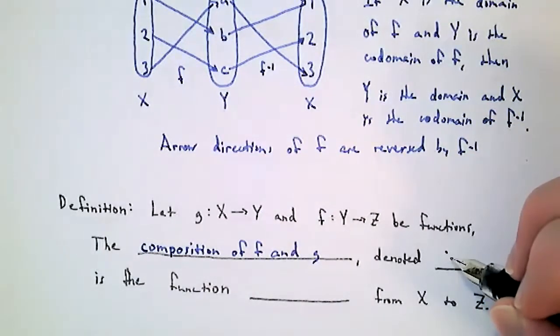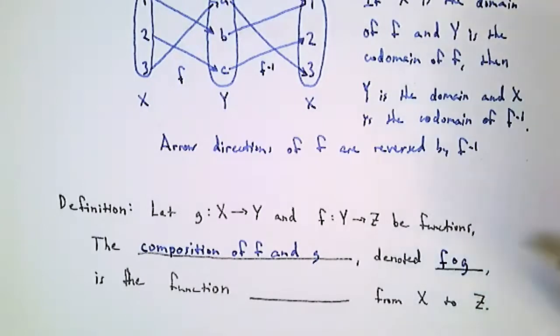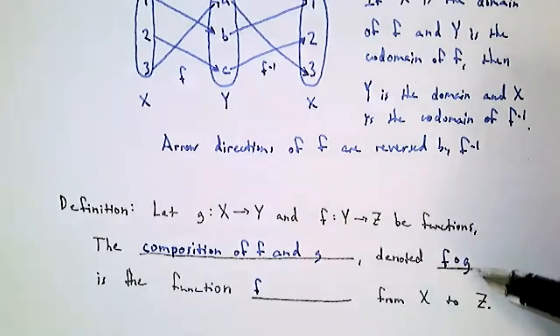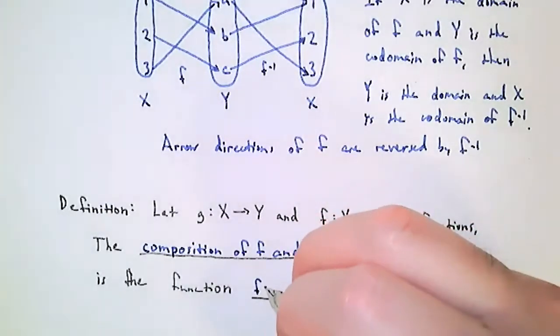And we use this notation in math for composition. We put a little open circle in between the two functions. And the way this works is that you're plugging g into f. So you're kind of stringing them together.